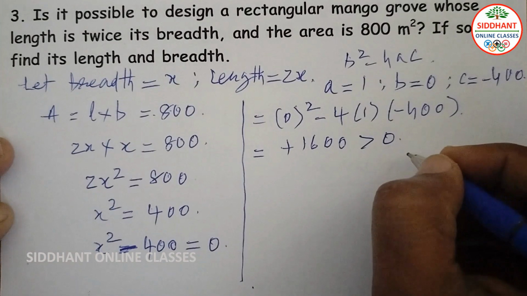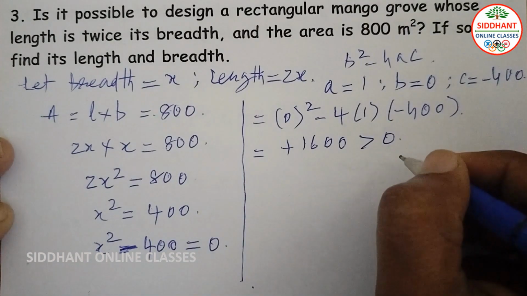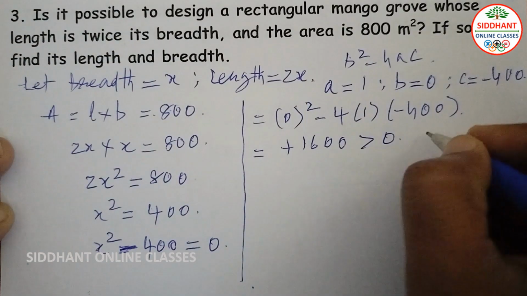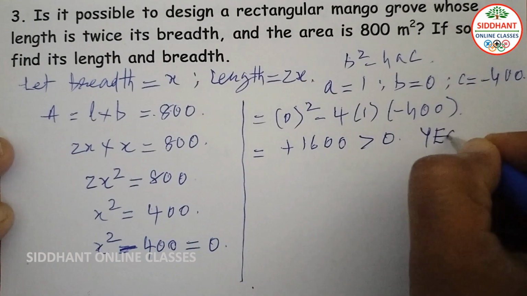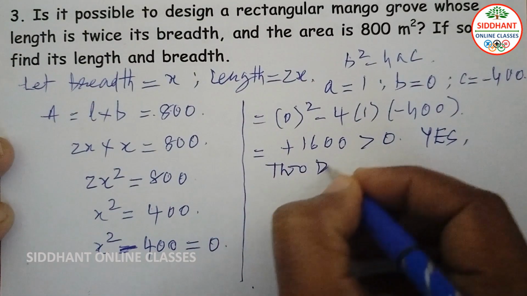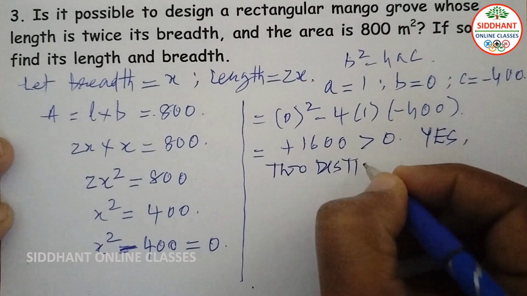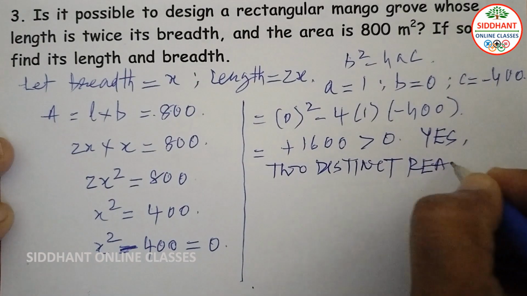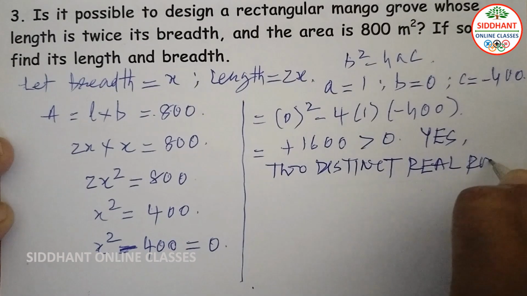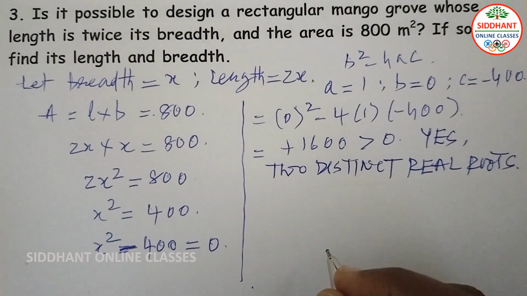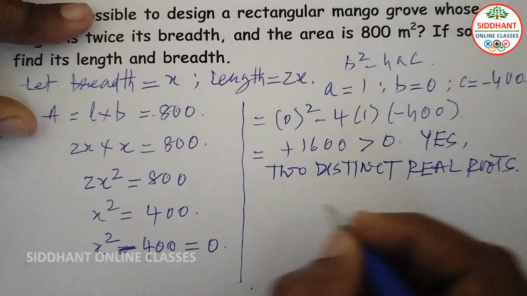And yes, it is possible to have two distinct real roots. So now we are going to find out the real roots.